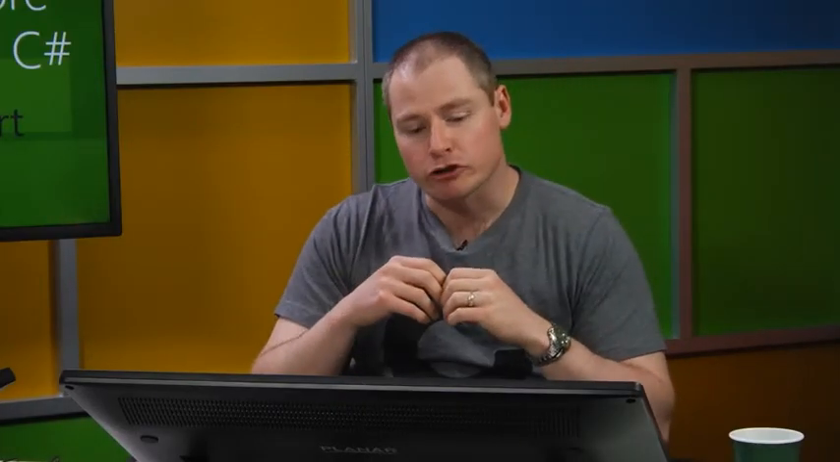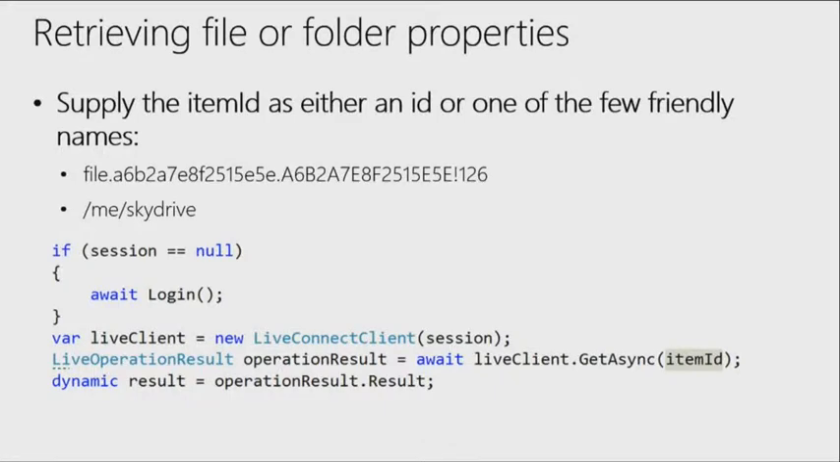So when you're retrieving file or folder properties, as I said, you need to supply the item ID either as an ID or using one of the few friendly names that exist. Jerry's actually already mentioned one of them, which is /me. There is another one that gets to the root of your SkyDrive folder, which is /me/SkyDrive. You can use that wherever you would ordinarily be using an ID, and that will always get you a reference to that SkyDrive location. It's sort of like /my_documents. Exactly. Only it's a mixture of documents, videos, and photos.